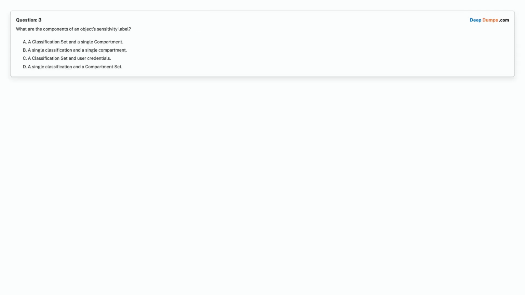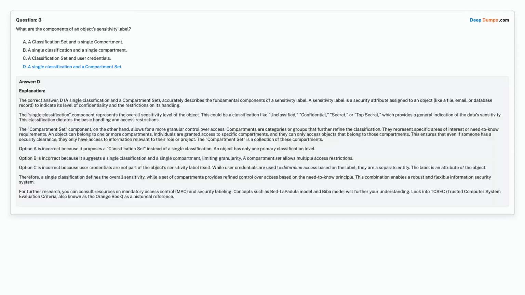Question 3. What are the components of an object sensitivity label? Option A. A classification set and a single compartment. Option B. A single classification and a single compartment. Option C. A classification set and user credentials. Option D. A single classification and a compartment set. Choose the correct answer. Correct answer is Option D. A single classification and a compartment set.